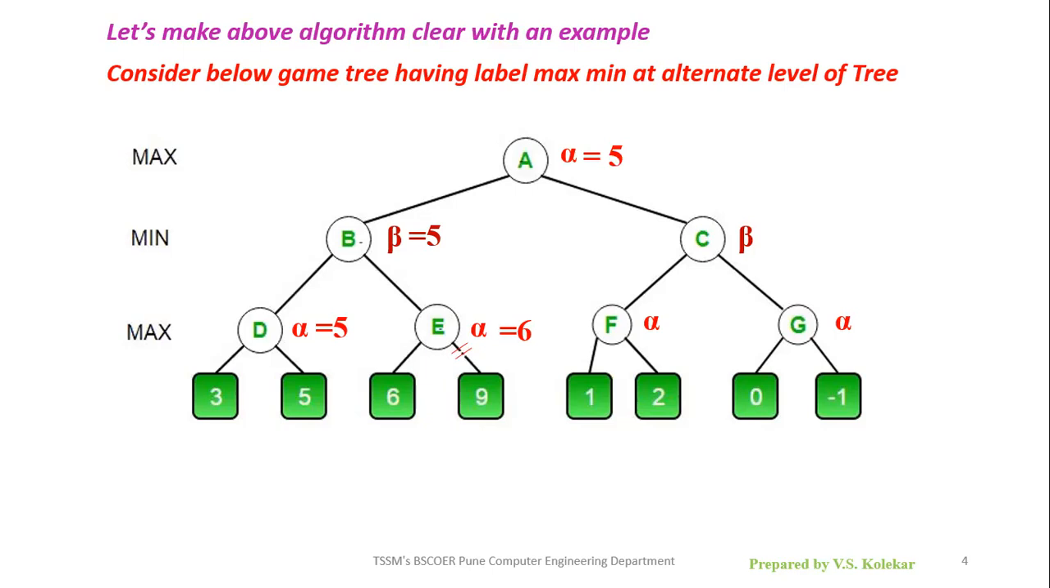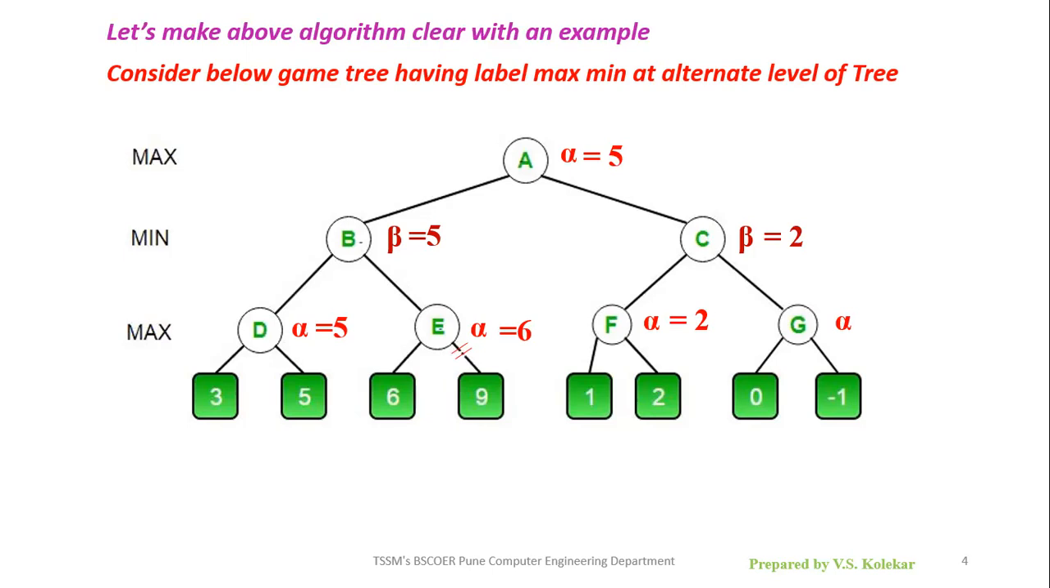So now the beta value 5 at node B is passed to the root node A as the alpha value 5. Now go to the right subtree. Node F having two values, 1 and 2. Maximum is 2. That 2 value is passed to the node C as the beta value. So beta equal to 2.